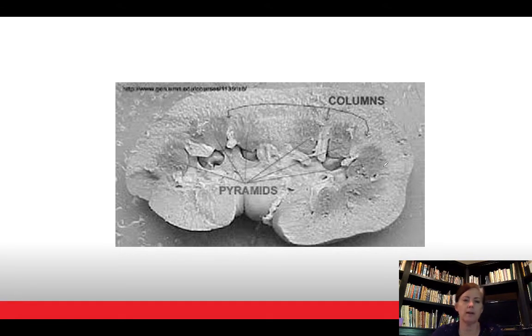Just another way to look at it. I thought this was a pretty good picture because it highlights the color change that you see between the cortex, which is a little lighter in color on a kidney, and then your darker colored pyramids kind of alternating.